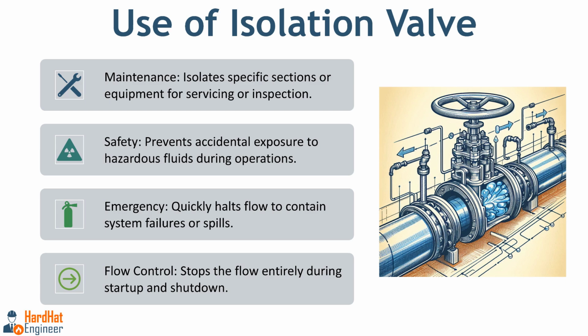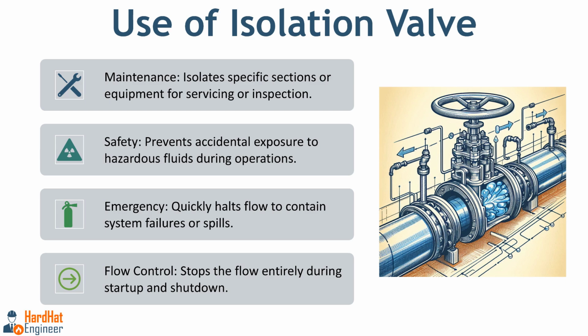For example, in a process plant, an isolation valve can block the flow to a heat exchanger or pump, allowing technicians to work safely on that equipment. They are also critical in ensuring safety during emergencies, such as in the event of a pipeline rupture or a hazardous fluid leak. Isolation valves can quickly stop the flow, preventing further damage and containing the spill.